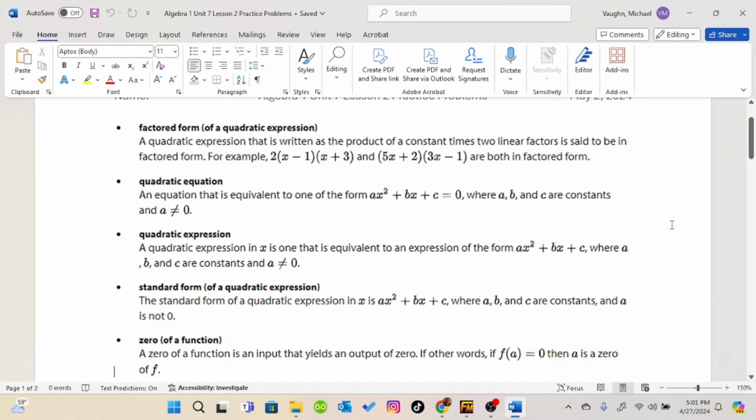Welcome to Algebra 1, Unit 7, Lesson 2, Practice Problems. We'll start with the vocabulary terms for this lesson.